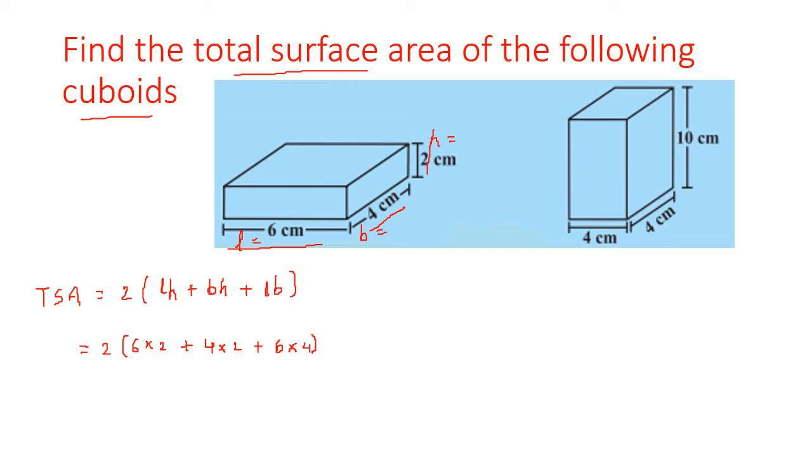Which gives us 2, 6 2s are 12 plus 4 2s are 8 plus 6 4s are 24. So we have got 2 into 12 plus 8 is 20, 20 plus 24 is 44, and 2 into 44 is 88. Now since it is given in centimeter, the area will be in centimeter square. So it's a very simple formula. I hope you have understood it, and we have to calculate the total surface area, all the 6 sides.